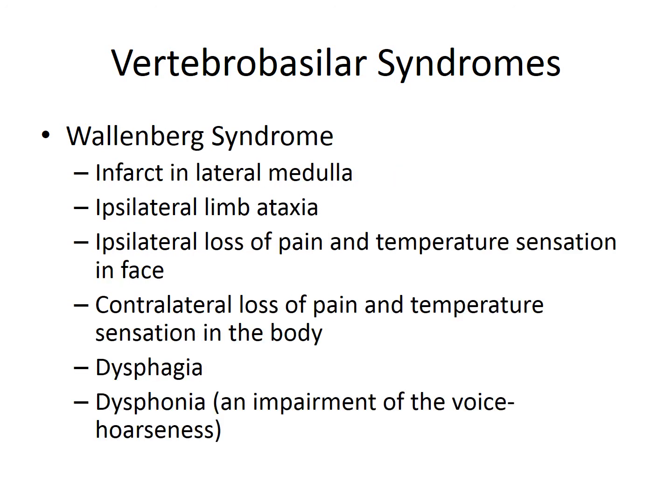The second vertebrobasilar syndrome that we'll talk about is Wallenberg syndrome. Typically the infarct is going to be in that lateral medulla. You would see ipsilateral limb ataxia, ipsilateral loss of pain and temperature sensation in the face, contralateral loss of pain and temperature sensation in the body. You can also see dysphagia and dysphonia, which is an impairment of that voice. Typically it sounds very hoarse and kind of even ragged.